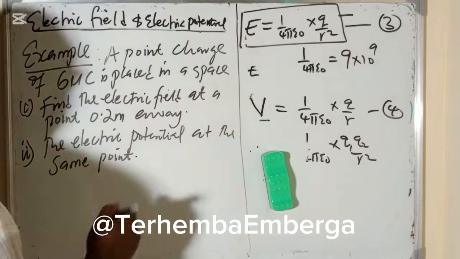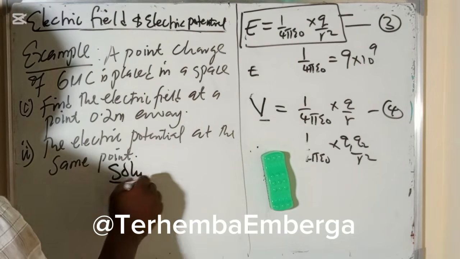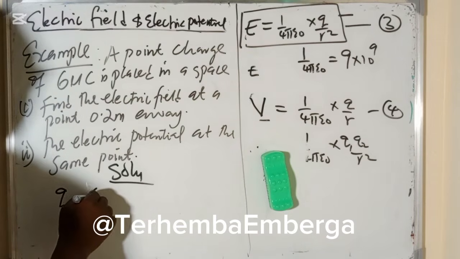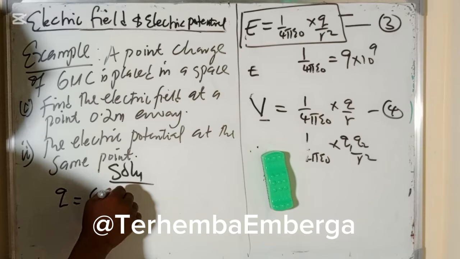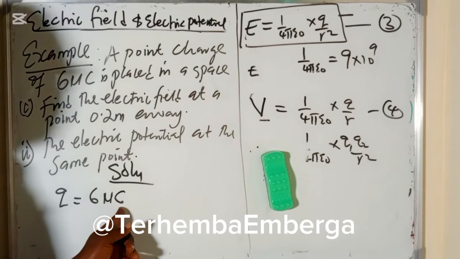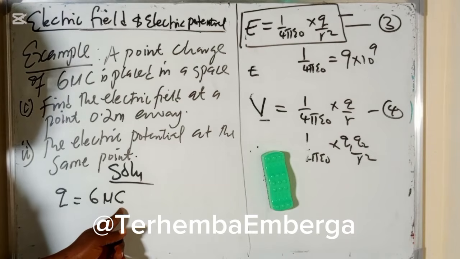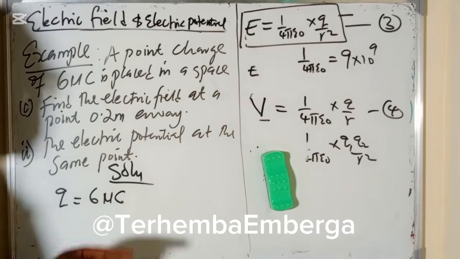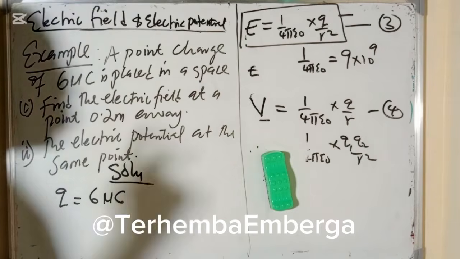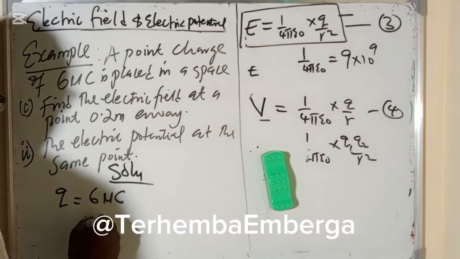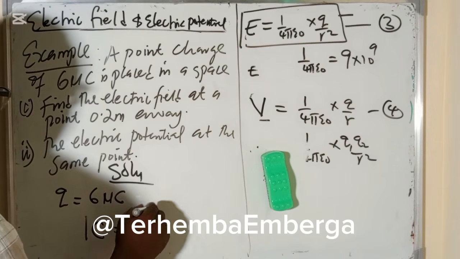Like I always tell you, you need to list out the parameters. Here the charge is given as 6 microcoulomb. But remember, microcoulomb is not the SI unit, and we need to convert from microcoulomb to coulomb. But for you to do that, you must know the relationship. And 1 coulomb is equivalent to 10 raised to power 6 microcoulomb.